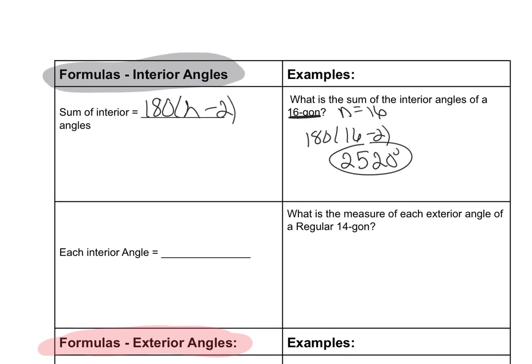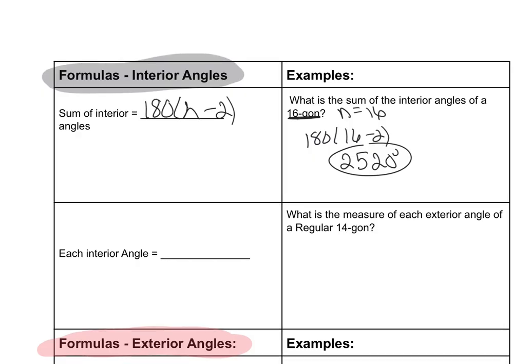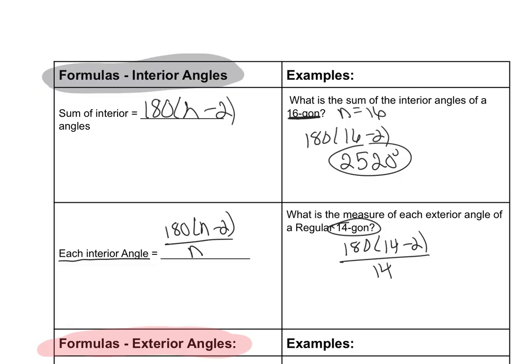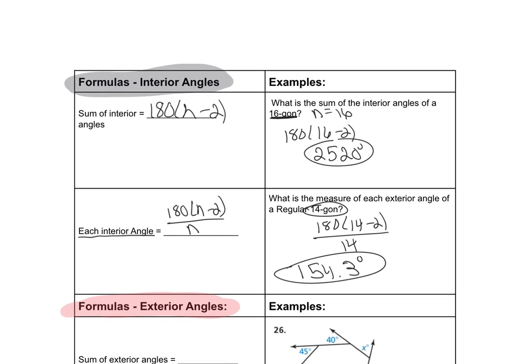Okay, and then if we want each interior angle, remember all we did there was take our whole thing, which was 180 times n minus 2, and divide it by however many sides there were. So for a regular 14-gon, n equals 14, so we take 180 times 14 minus 2, because that's our n minus 2, and divide by 14. When we put that in our calculator, it doesn't come out real nice, but we get 154, if we round, 0.3 degrees. So there's our interior angle.